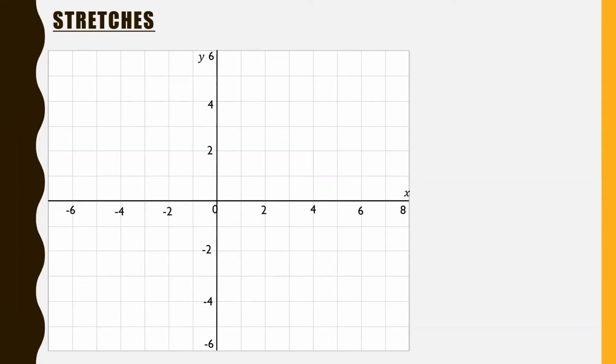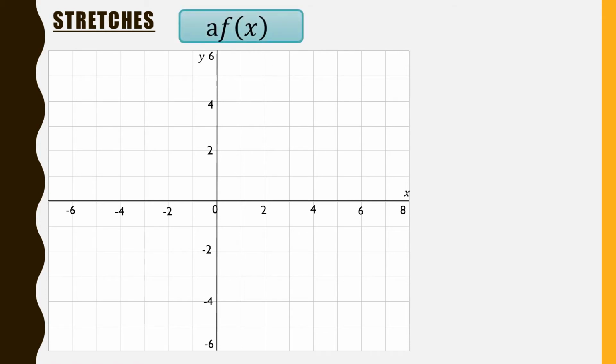Now, unfortunately, I don't have the answers for the reflection ones for some reason. So we're going to move straight on to our final one, which is stretches. Now, this is the one most people struggle with because it's new and it's slightly different. But if you follow the rules for it, you should be able to give it a good try.